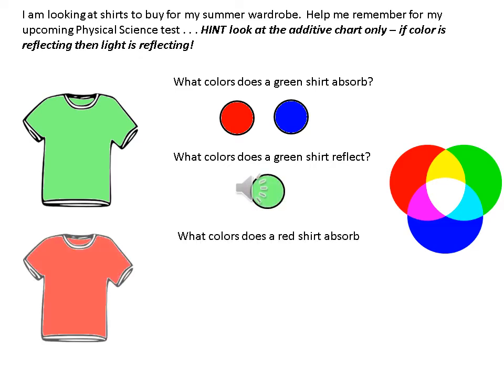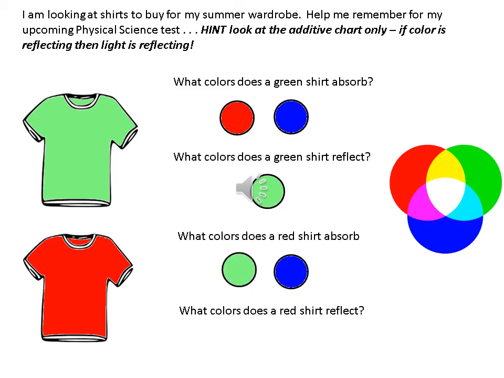Next t-shirt. What colors does a red shirt absorb? Red also is one of the primary additive colors, and so it is absorbing green and blue light. What colors does a red shirt reflect? A red shirt will reflect only red light.